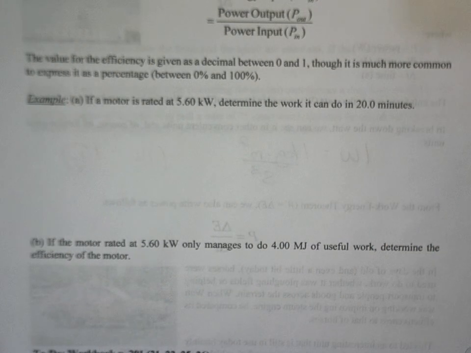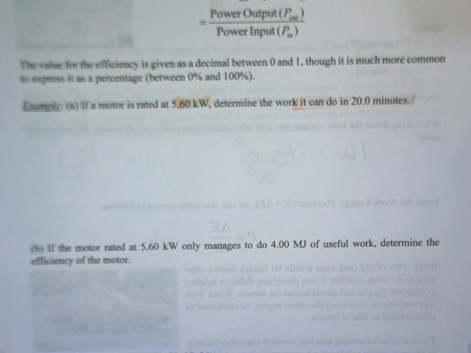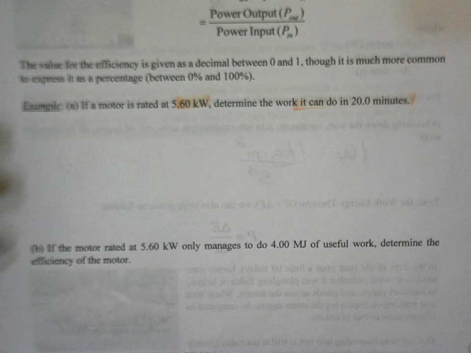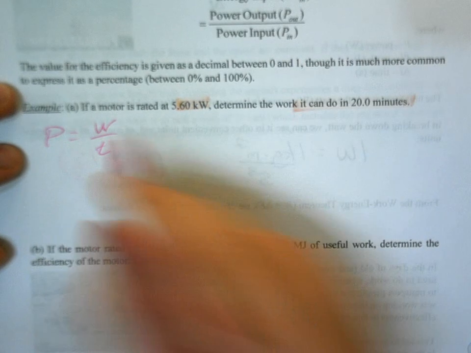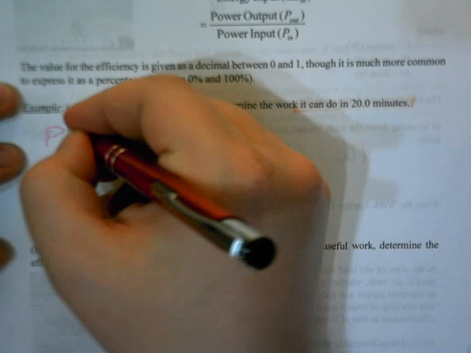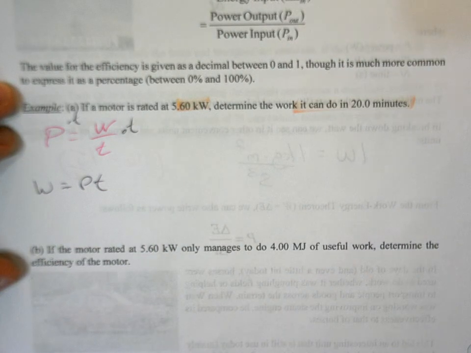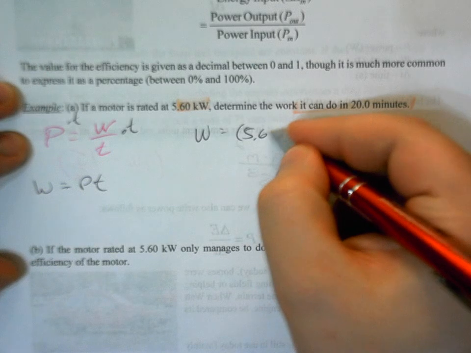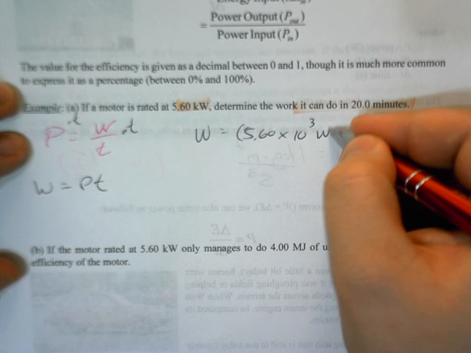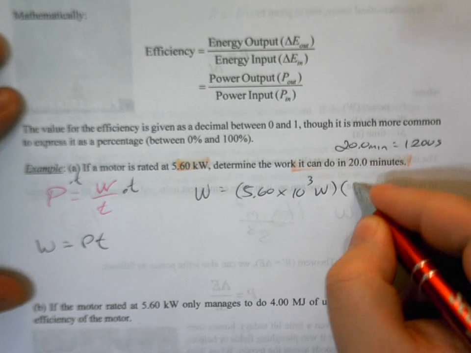So we got a motor. It's rated at 5.60 kilowatts. Determine the work it can do in 20 minutes. Well, we know that the power is just the work divided by the time, or multiplying both sides by time here, we know that the work is just going to be the power multiplied by the time. Now, we don't want this thing in kilowatts, so we know we have this 5.60 times 10 to the 3 watts. We also don't like this thing in minutes, so 20 minutes is going to be 1200 seconds.